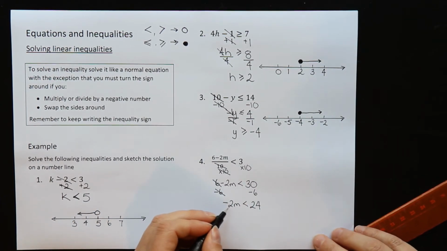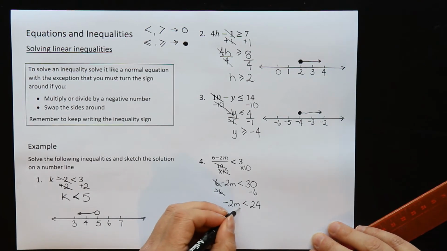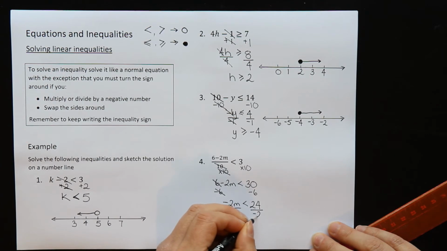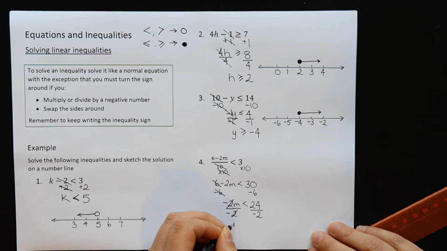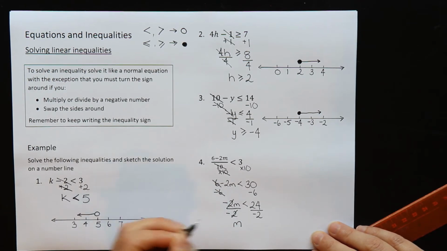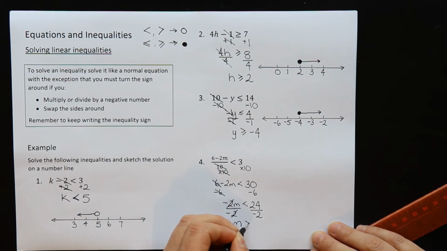And now to get rid of the negative 2m here, I will need to divide by negative 2. So over negative 2 to both sides. And I have just divided by a negative. So on this next step, m needs to switch to be a greater than sign. 24 divided by negative 2 will make negative 12.